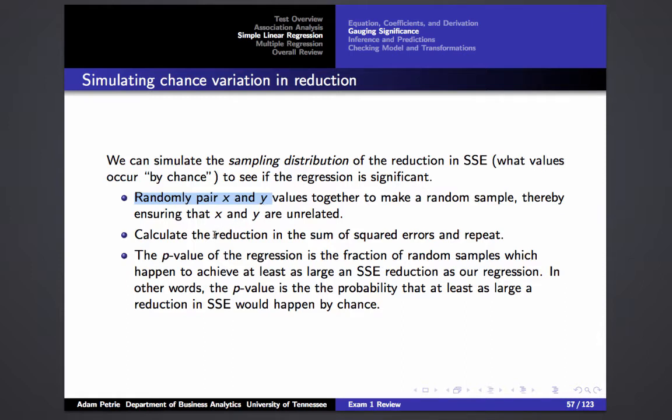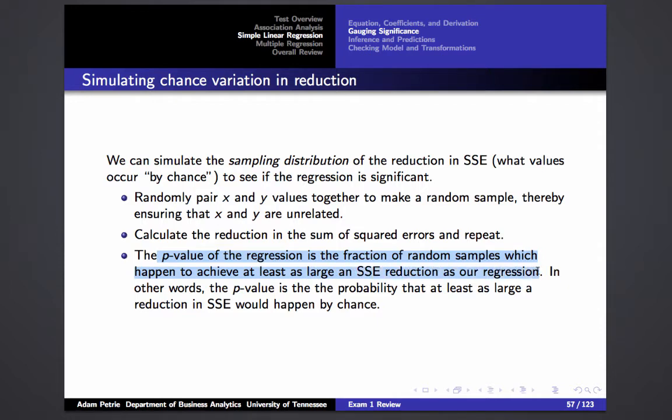We can calculate the reduction in the sum of squared errors that it's able to achieve, and repeat that again and again and again to build up a distribution of possible reductions that happen just by chance alone. So the p-value of the regression is going to be the fraction of those permuted data sets which just happen to achieve at least as large a reduction in the sum of squared errors as our regression.